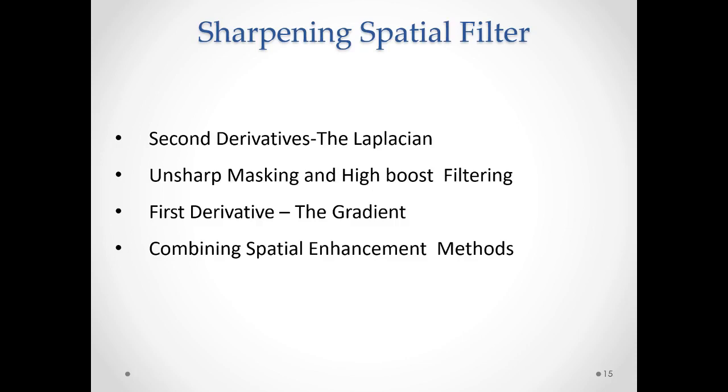In the previous topic, we understood that image blurring can be accomplished in the spatial domain using pixel averaging. Since blurring can be done using integration, sharpening can be obtained by spatial differentiation. Hence, image differentiation enhances the edges and noise and de-emphasizes the areas with slowly varying gray level values. So this is the advantage of image differentiation. Now let us see the basic foundation of image sharpening.